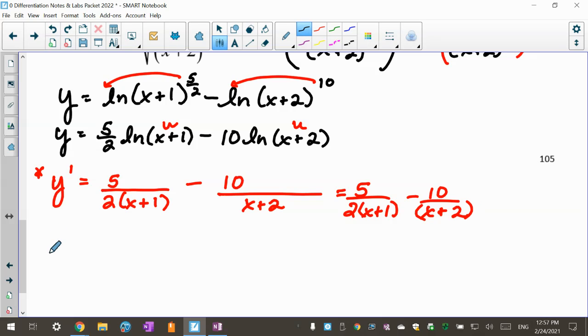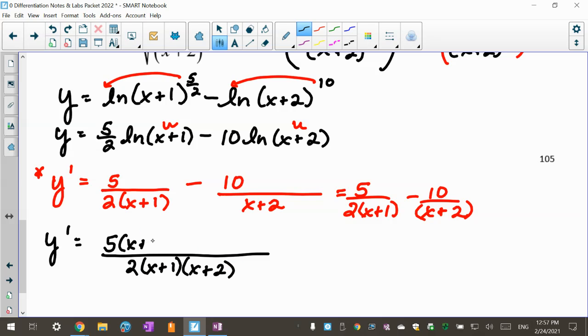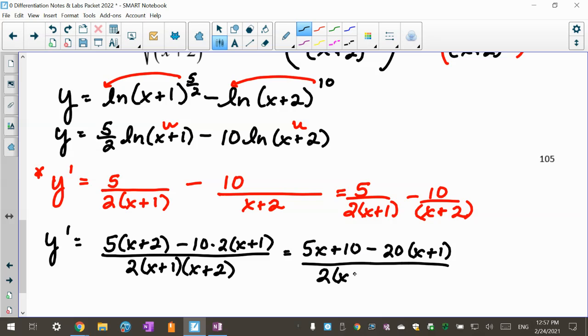So let's continue on. So I have y prime has a common denominator of 2 times x plus 1 times x plus 2. So the first term, I already have the 2 and x plus 1, so I'm going to multiply by x plus 2. The second term, I have x plus 2, so I've got 10 times 2 times x plus 1. So I have 5x plus 10 minus 20 times x plus 1, all over 2 times x plus 1 times x plus 2.